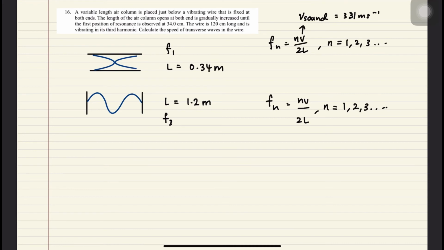since we're talking about the, let me try to read again. Okay, yeah, so you have to substitute n equals to 1, so you can calculate the frequency first. Okay, you should get 331 multiplied by 1 divided by 2 divided by 0.34. Here's 486.76.